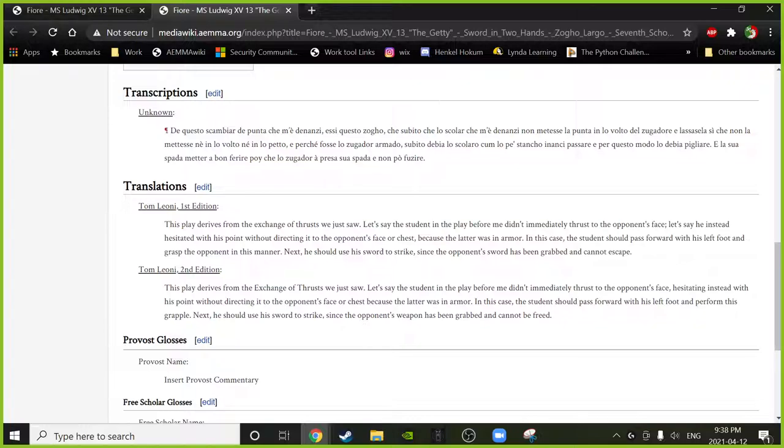This play derives from the exchange of thrusts that we just saw. Let's say the student in the play before me didn't immediately thrust to the opponent's face, hesitating instead with his point, without directing it to the opponent's face or chest because the latter was in armor. In this case, the student should pass forward with his left foot and perform this grapple. Next, he should use his sword to strike, since the opponent's weapon has been grabbed and cannot be freed.